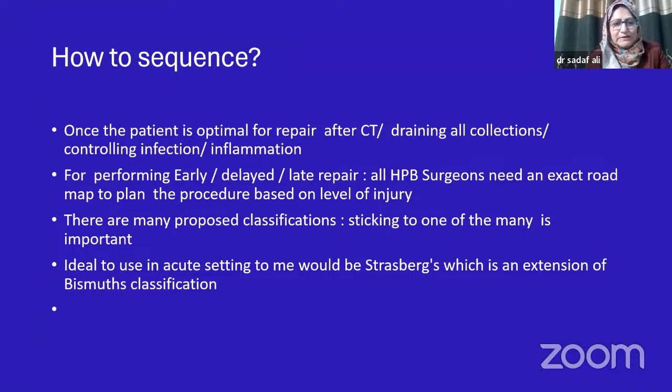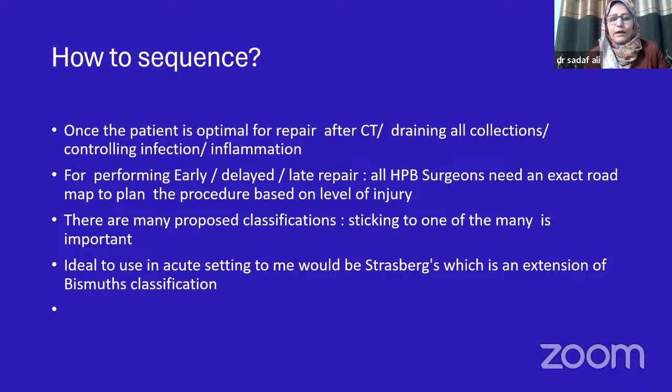So how to sequence is, once the patient is optimal for repair after CT, drainage of all collection, controlling infection, inflammation, if we are a proponent of anything early, delayed, late repair, all surgeons would need an exact roadmap, and this can come in the form of the cholangiogram. You have to put the patient into a classification to plan your treatment while investigating the patient, and sticking to one of the classifications to me is actually important.